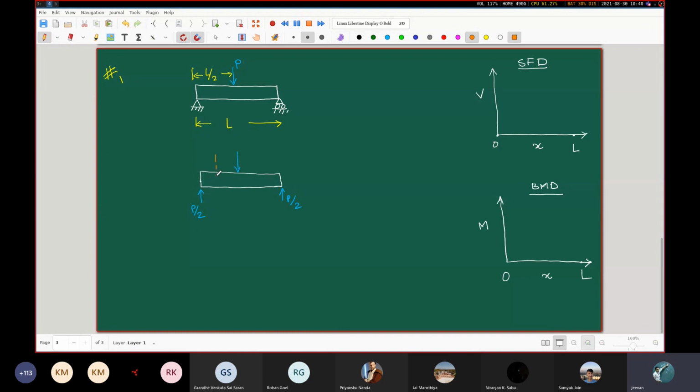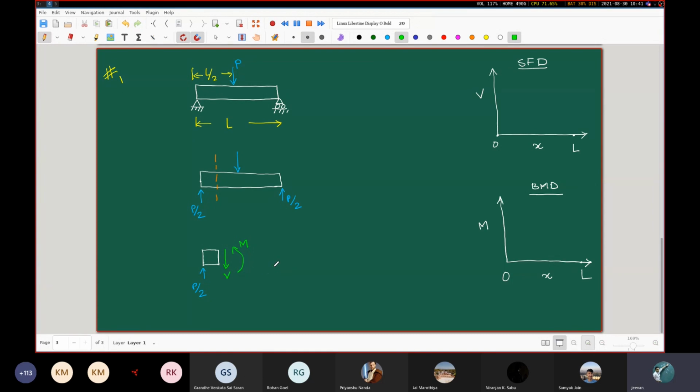Now comes the interesting thing. We take a cut section like this and we consider the left part. The left part will look like this. As simple as that. We should not forget this force P by 2. Now we have to represent the internal forces. For the internal resistances, this will be the shear force, this will be the bending moment. Because we have already accepted this convention, we'll proceed like this.